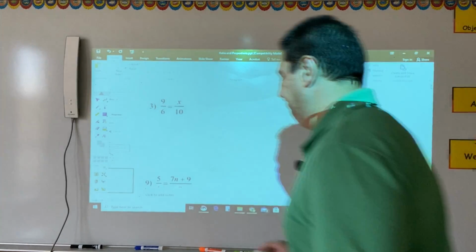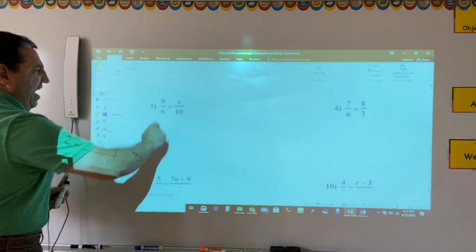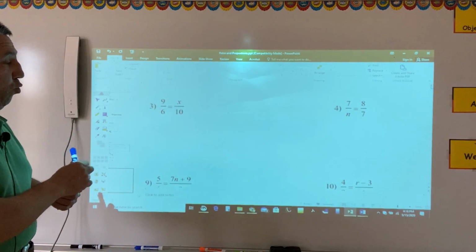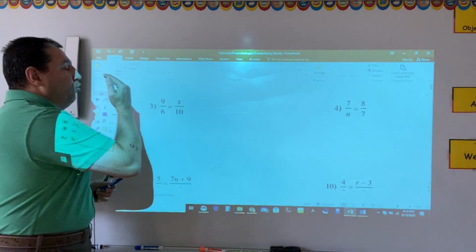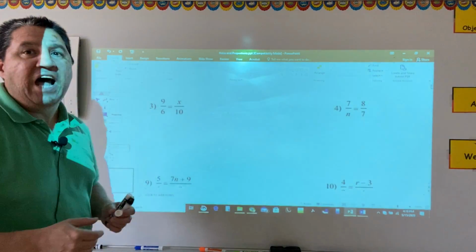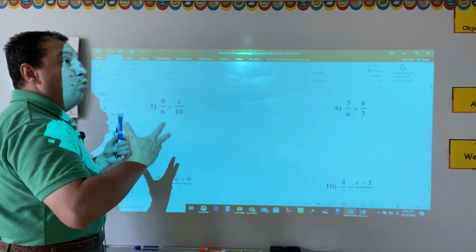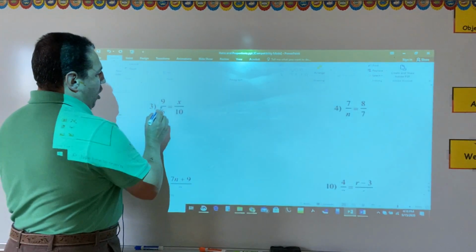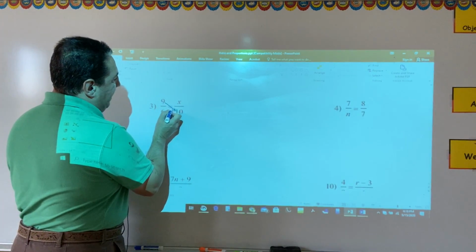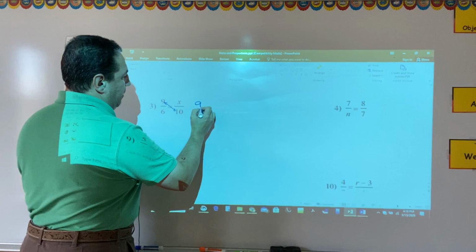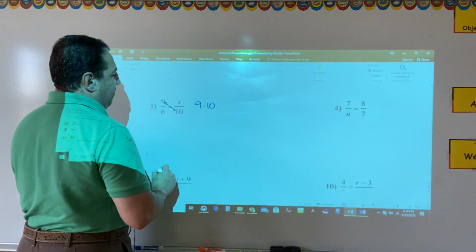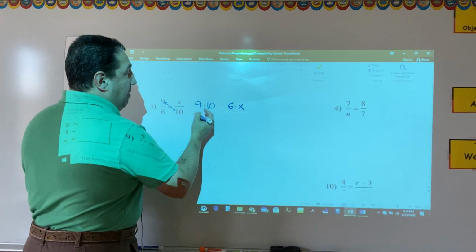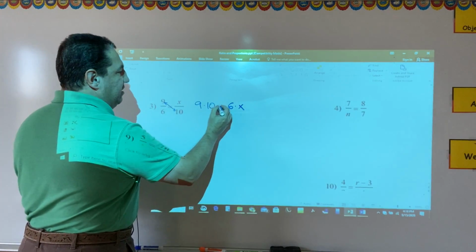For example, we have this proportion. Remember, what is the first step? We multiply diagonally. So we set up the cross product. We multiply 9 by 10, then 6 by x, and make this cross product equal.